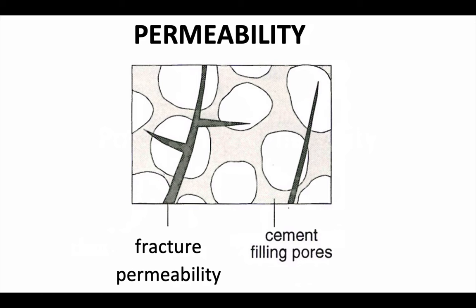In this particular rock, there is permeability though. Fluids could pass through this rock because of fractures that develop after the deposition and after the cementing of this rock. So permeability is just the ability of a fluid to be able to move through the rock, however that can happen.